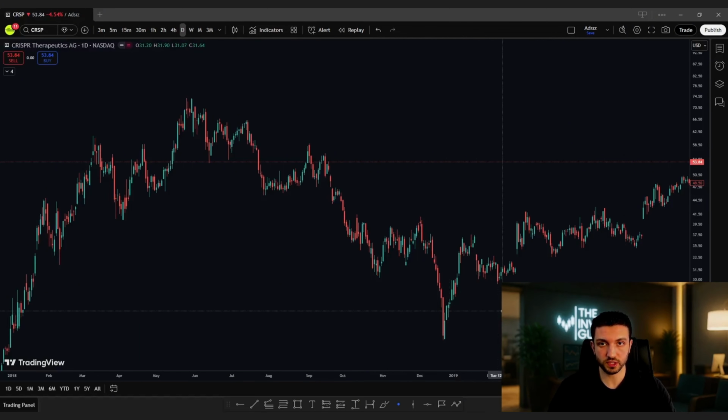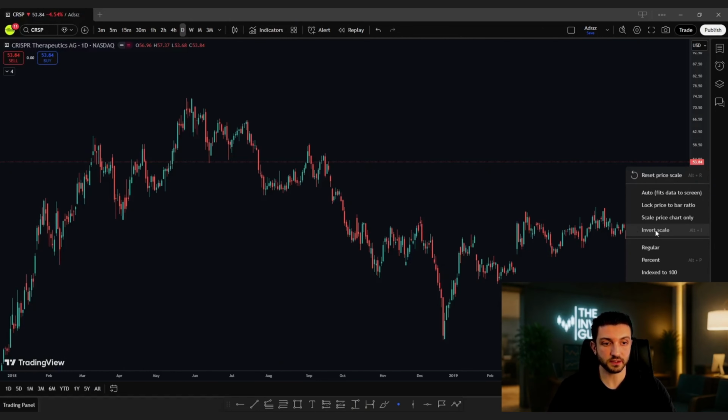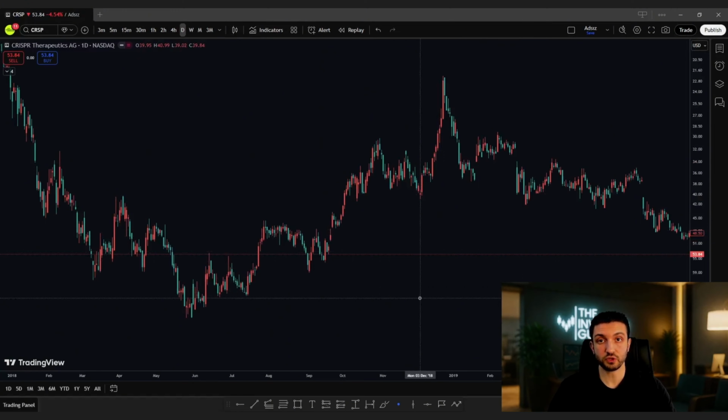So to avoid this situation, I need you to go to the bottom right corner. There is an option called invert scale. When you click on it, the price chart will turn upside down. So in this scale, if price goes up, actually it's going down. If price goes down, actually it's going up. You can also see the color of candles, and here price is increasing as we go down.